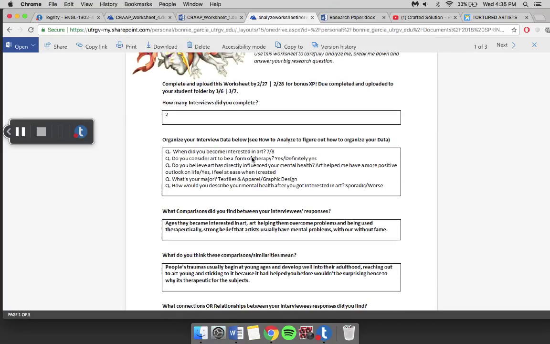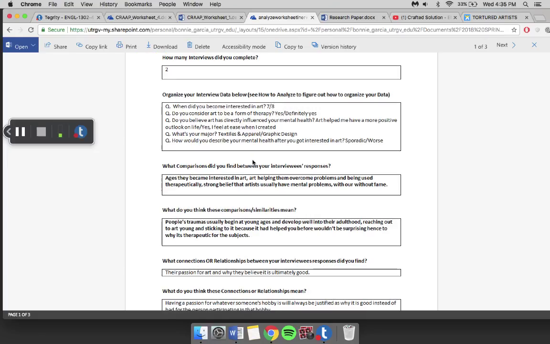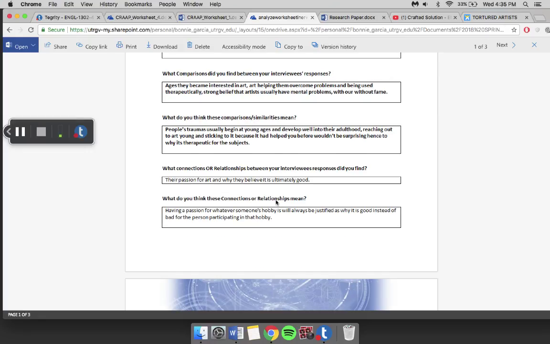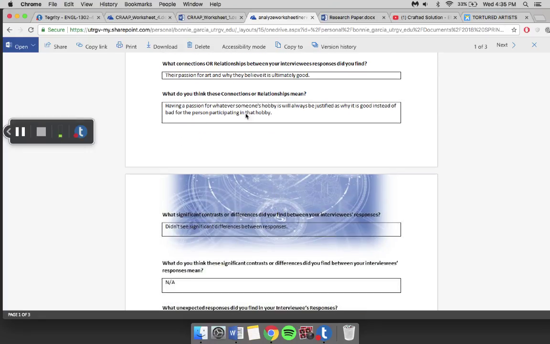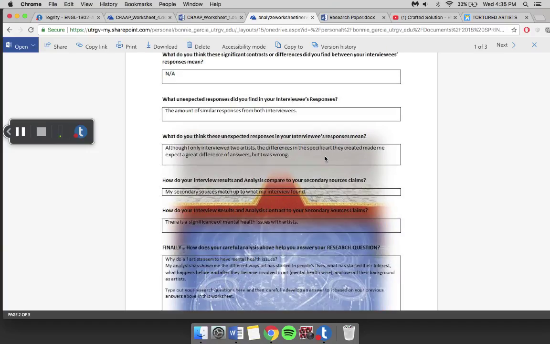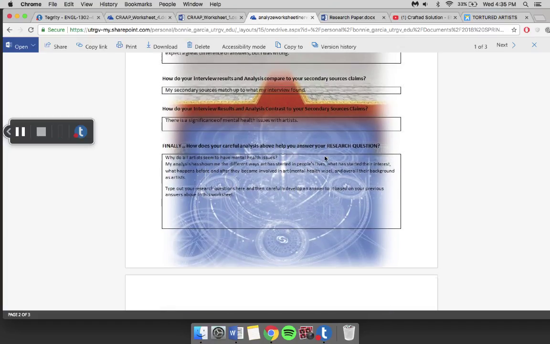Also, after finishing the interviews, we got to analyze and organize the data below. We got to compare and contrast. We got to see what connections our participants had. I had two, so I got to compare and contrast and see what differences each of them had, what things were not the same, what things were. And I also got to reflect on how this research was going to further help my research question and paper.